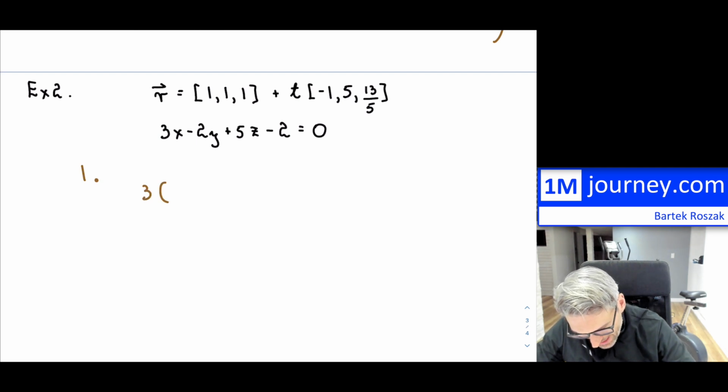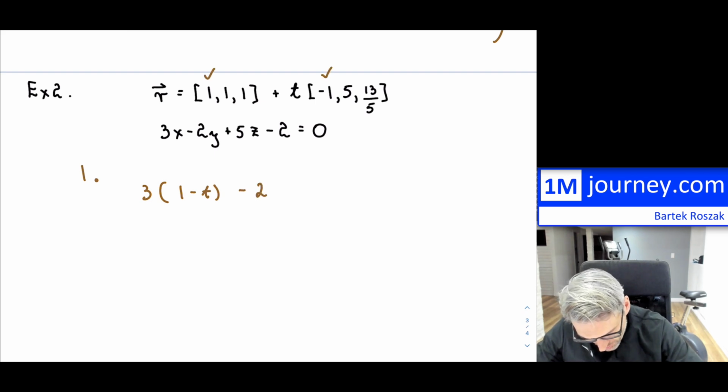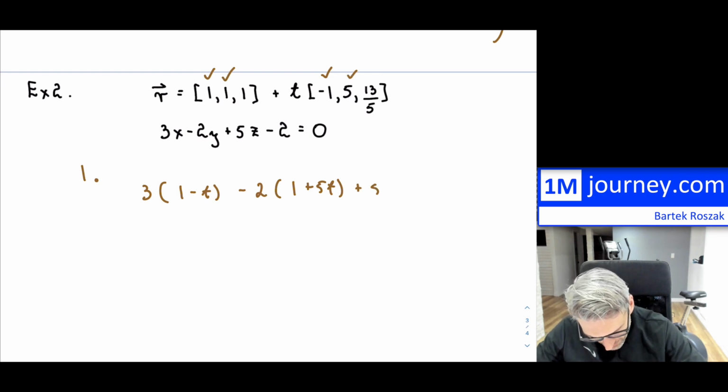So I need the value for x. Putting it back into parametric form, x is equal to 1 minus t, so that's 1 minus t, then minus 2. My y is going to be 1 plus 5t, so that's that, and then plus 5. And then my z is 1 plus, well, this one is annoying, 13 over 5 t. And then minus 2 is equal to 0.